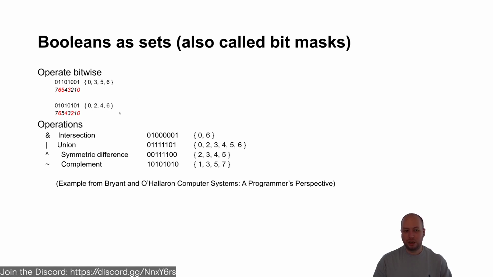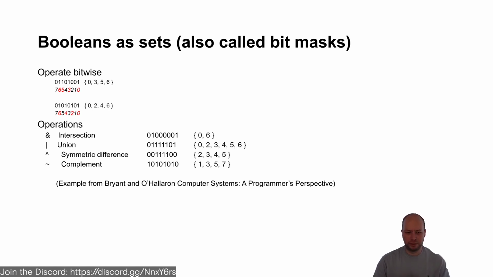And in the second number, you can see this represents the set of 0, 2, 4, and 6. So if you treat the AND as an intersection of these two sets, you get 0 and 6, because 0 and 6 exist in both sets. If you talk about the union, now you have every number, 0, 2, 3, 4, 5, 6 represented. You can also do the symmetric difference and the complement of these values, which ultimately gives you the numbers that are missing.